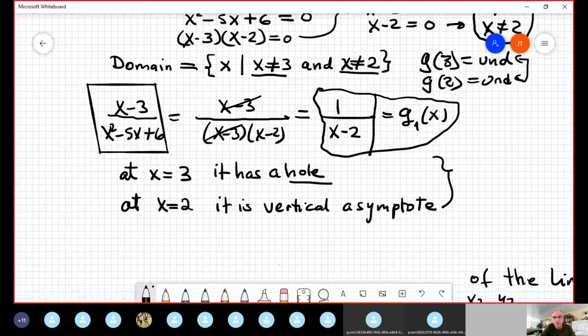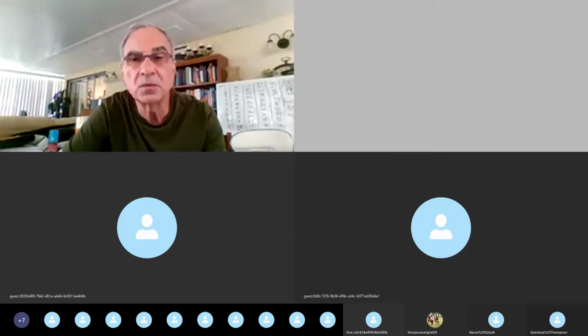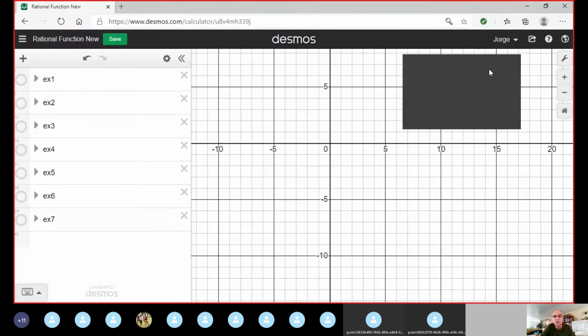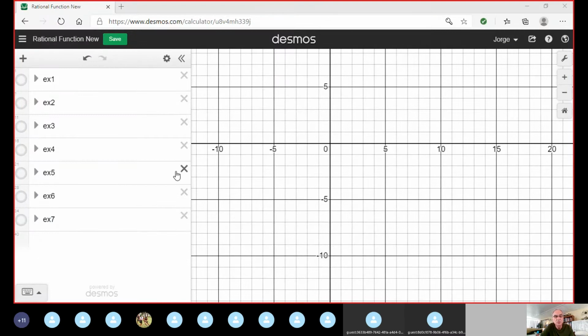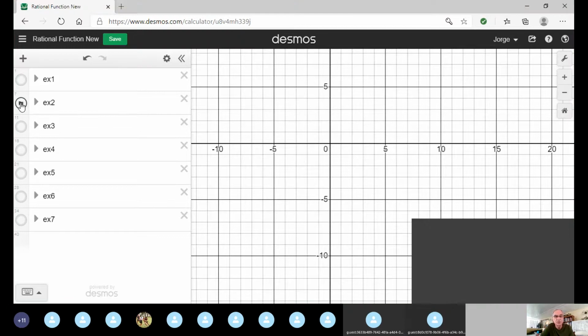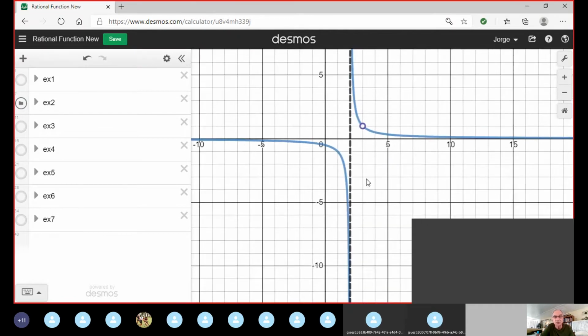Okay, I go back to Desmos now. Machine Desmos. Okay. You see Desmos now? Do you see Desmos? Yes. Okay, we are doing now example 2. Look at that. Example 2.